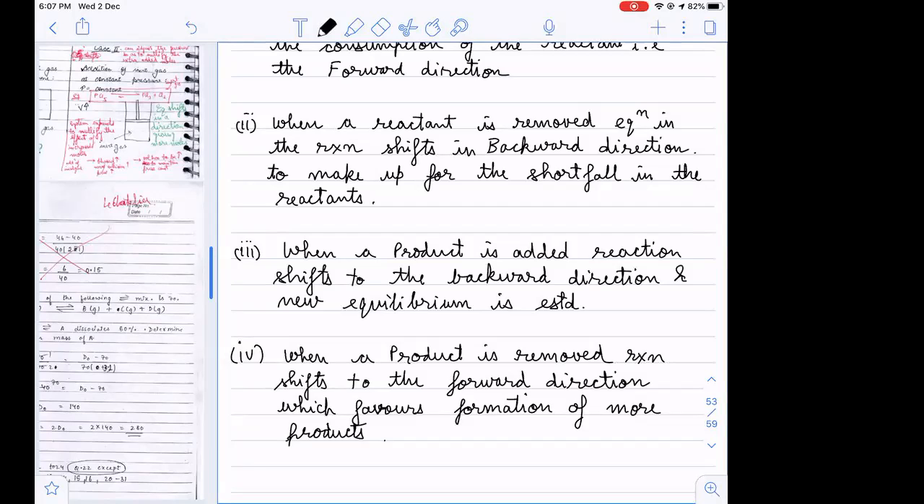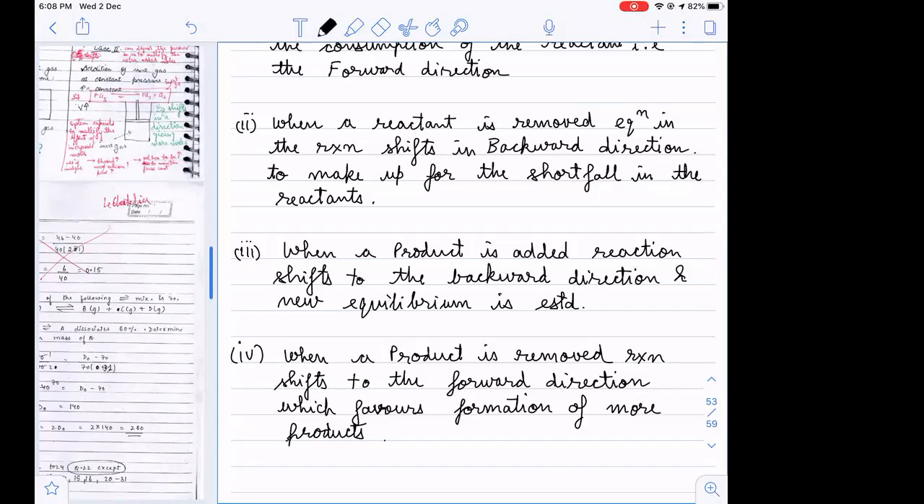Yeah. So in the fourth, what we are doing is we remove the product. And as soon as we remove the product, again an imbalance happens. What is the imbalance? Product becomes less in comparison to reactant at the previous equilibrium position. So what is to be done? The reaction should shift in a forward direction so that the reactant decreases a little bit and the product is produced.